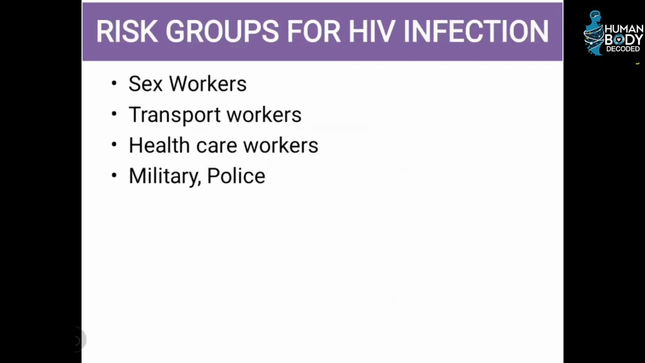Now we will see what its risk groups are. The risk groups for HIV infection are people who are sex workers, and if someone has sexual intercourse with them. If they have HIV, then the other healthy person will also get HIV, meaning AIDS. The transport workers are also in the risk group because they stay away from their home, family, and wife for months. That's why they engage in other sexual intercourse, so their chances of getting HIV increase.